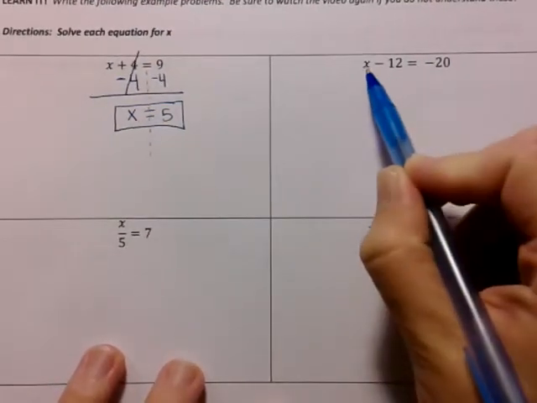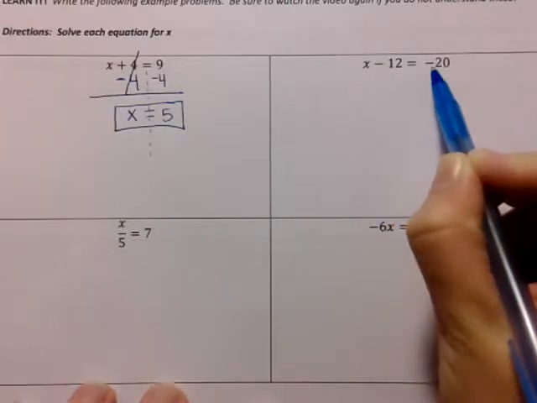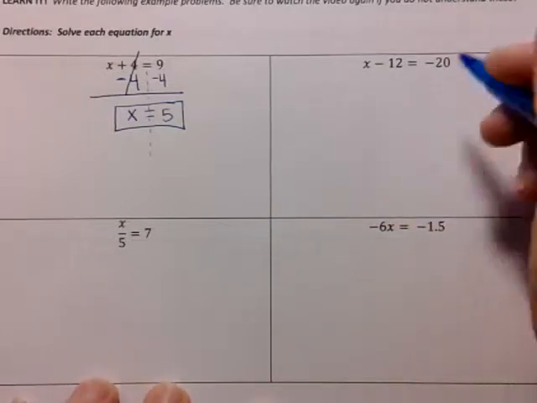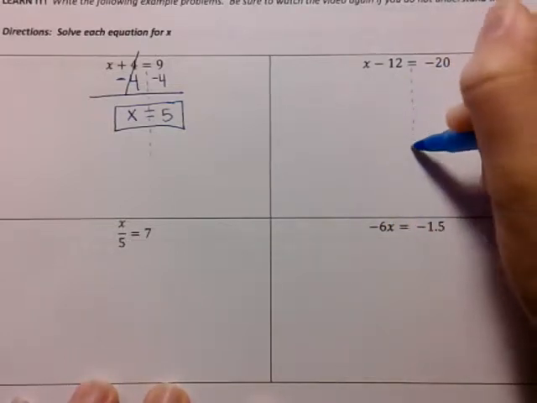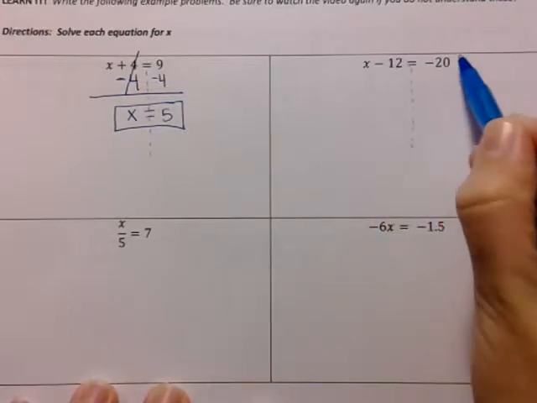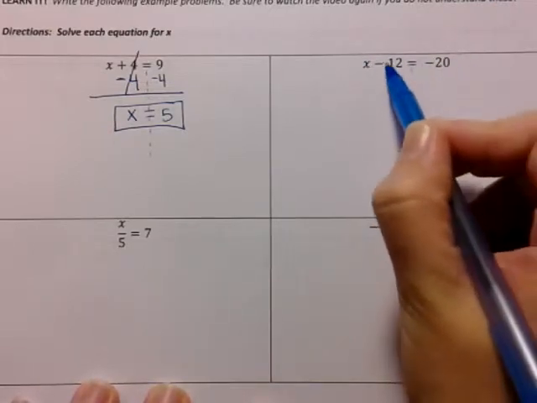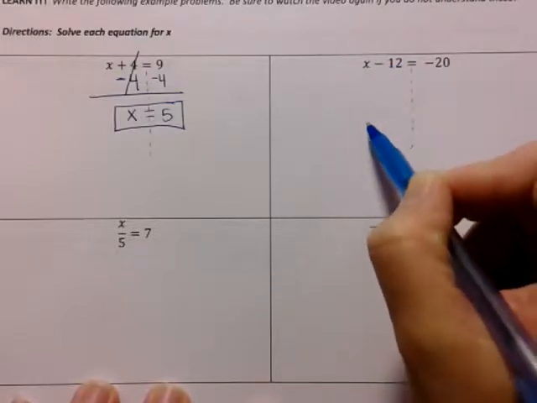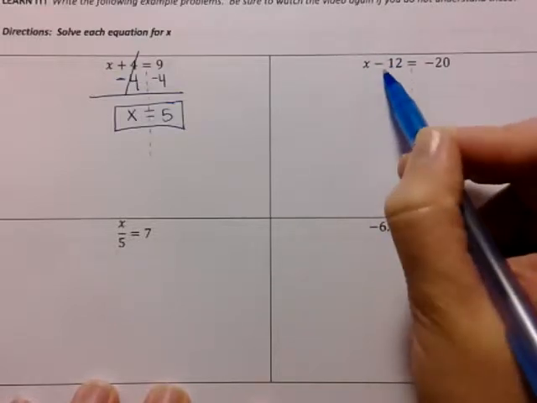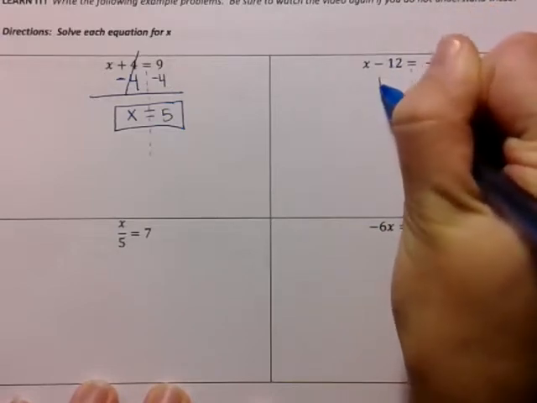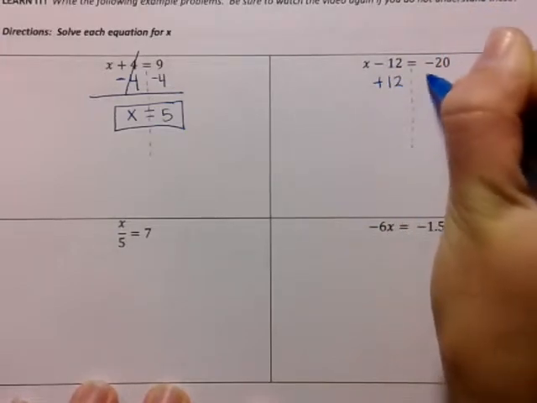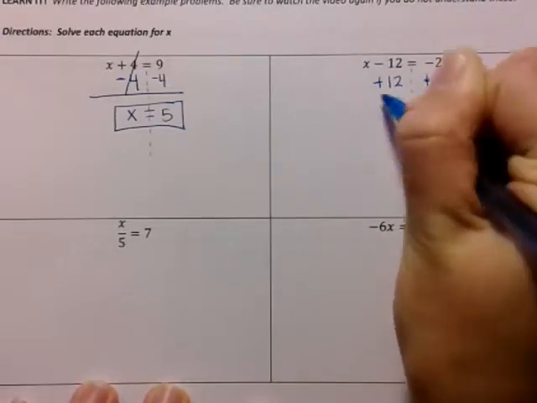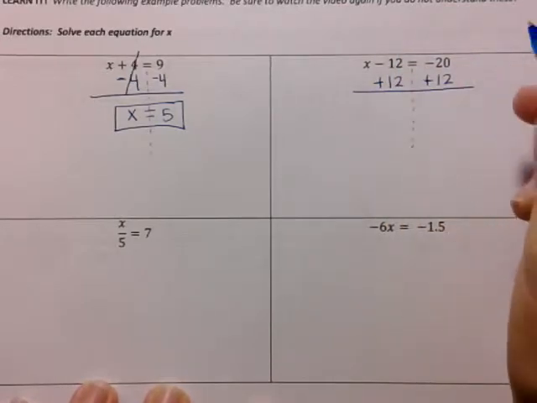The second example says x minus 12 equals negative 20. Again, I'm going to draw my dotted line to separate the left side of the equation from the right side of the equation. I see a subtraction here. I know to undo this and get the x by itself, I need to do the inverse operation. The inverse of subtraction is addition. So I'm going to add 12 to both sides of the equation.